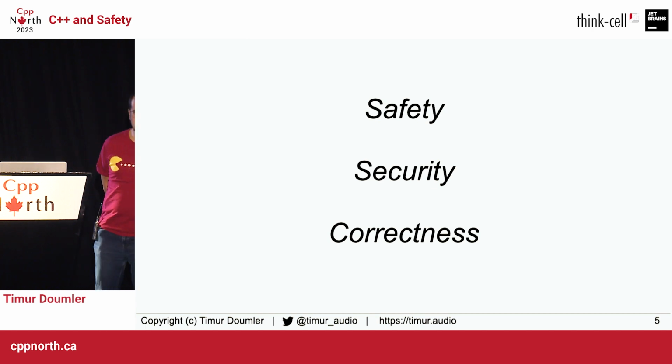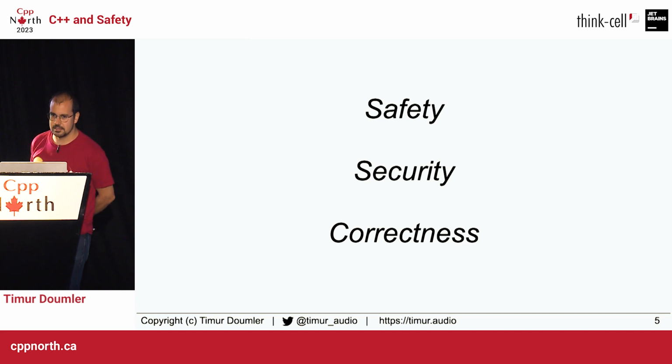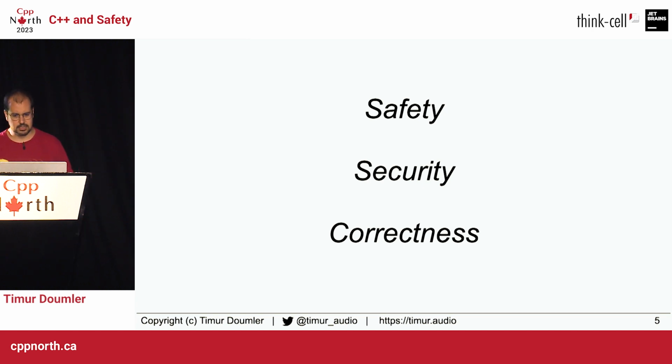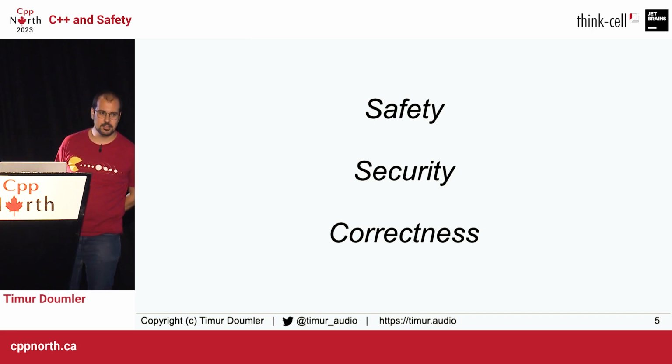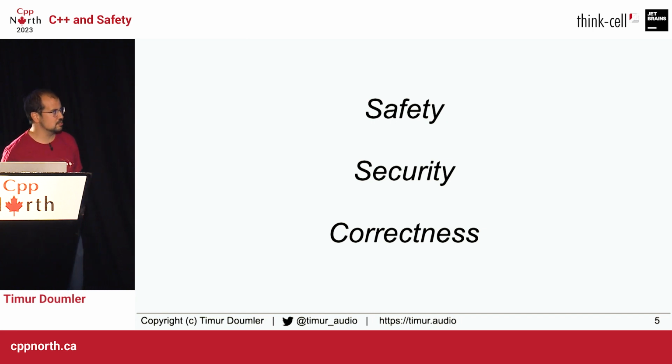And somehow these seem to be really, really important properties that people are after when they write C++ or in fact other programming languages. But it seems like different people mean very different things when they use these words. So I found that quite confusing. So I tried to figure out what do we actually mean when we say safety and security and correctness.